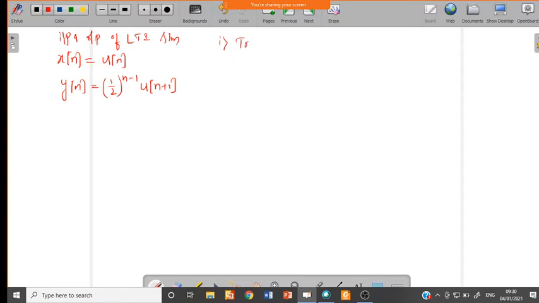First you need to find the transfer function. Second, you have to find the impulse response. Now after finding the impulse response, we have to check whether the system is stable or not. So finally we have to find out whether the system is causal or not.